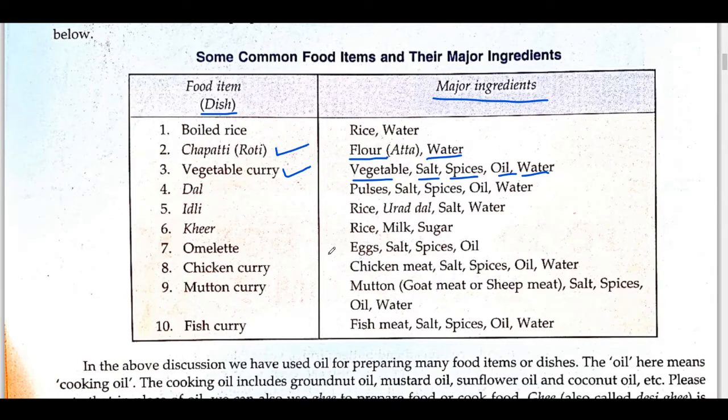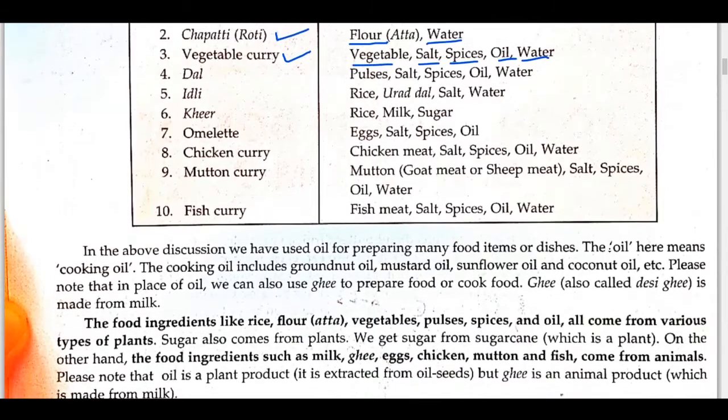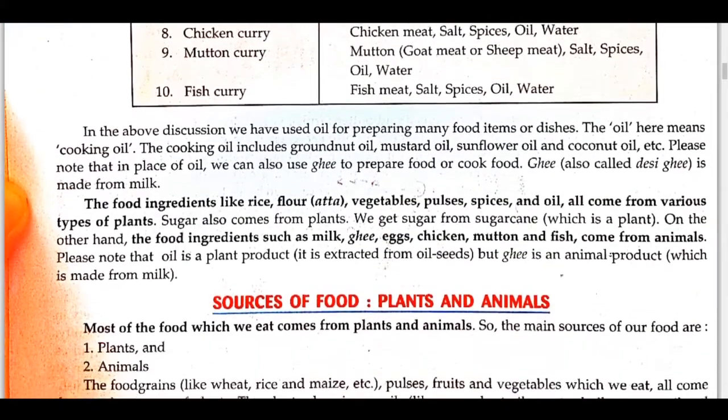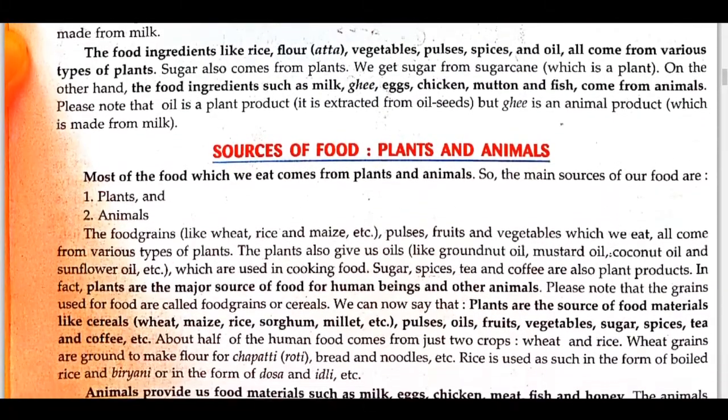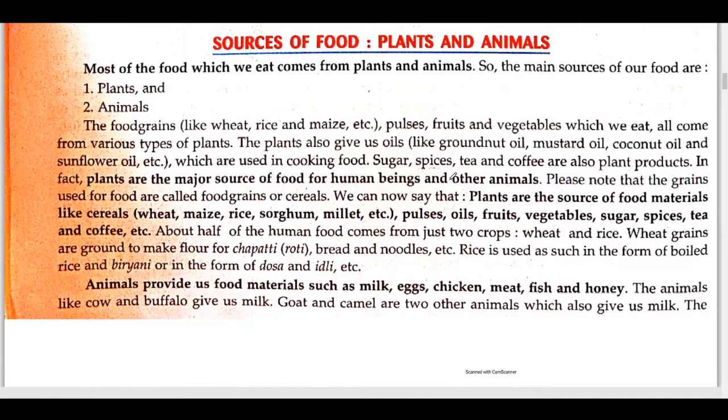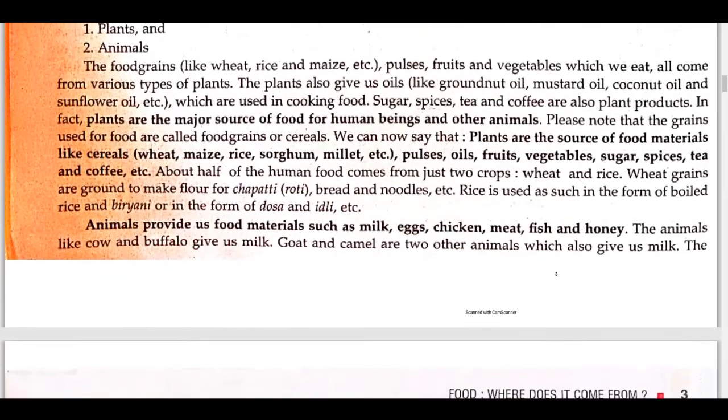Okay, so now sources of food. Mainly we have two sources of food. First is plants, second is animals. Plants are the major source of food for human beings and other animals, right? For example, we are eating many things which we get from plants. Even animals eat plants. So plants are our major source of food, right? And some of us are eating egg. So where does egg come from? It comes from an animal. So animals are also known as a source of food. Clear?